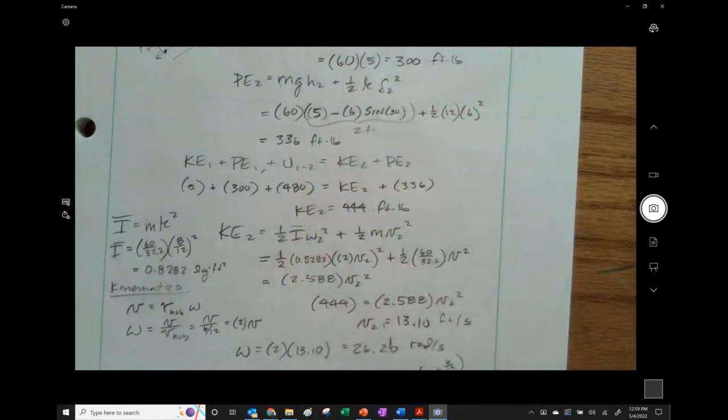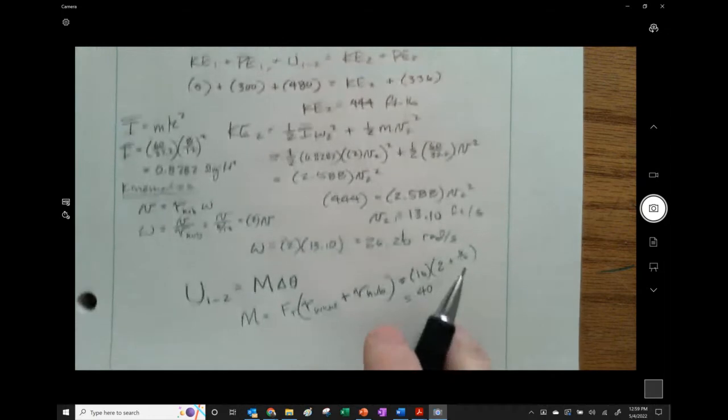Would you be able to just move your sheet down a little bit? Oh yeah, sorry.